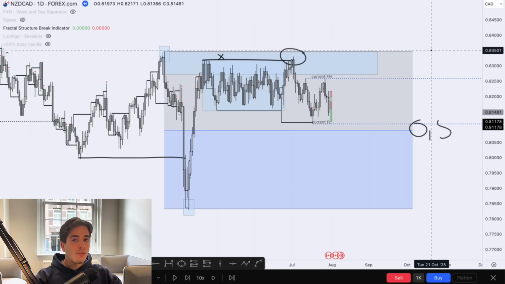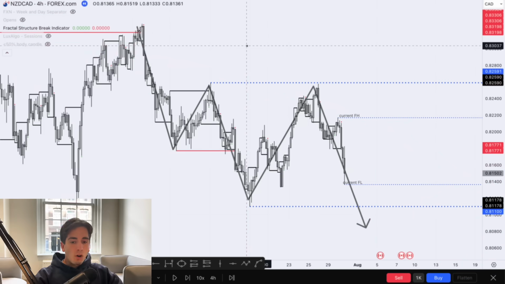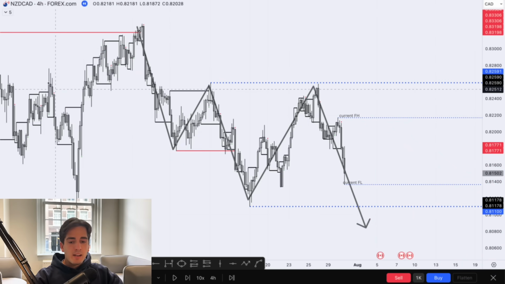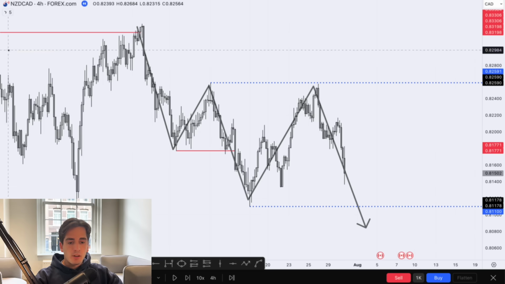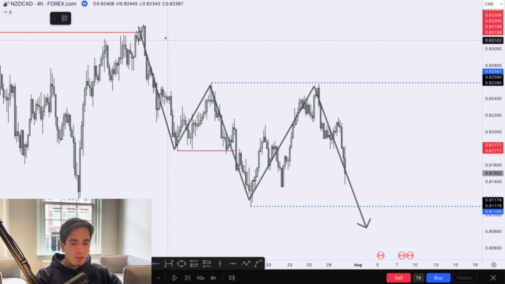Now we're going to dive into the 4-hour time frame and then into the 1-hour time frame so that you understand each time frame and also why I'm actually taking the trade. All right, now we're here on the 4-hour time frame, and again, I'm going to keep it extremely simple for you guys. All we're doing first of all is identifying the overall swing trend.